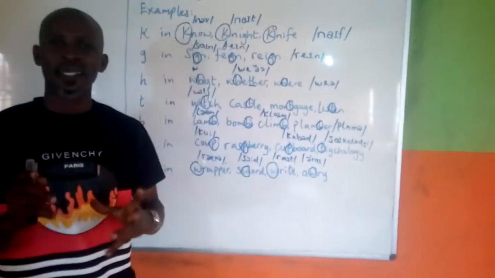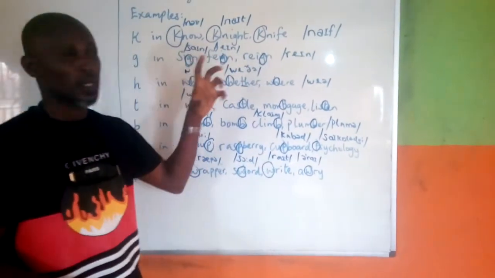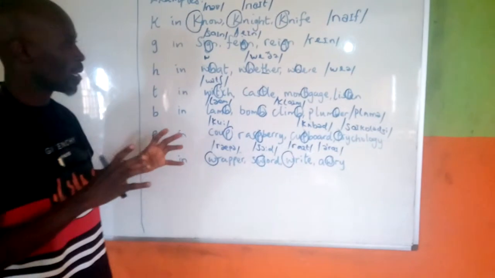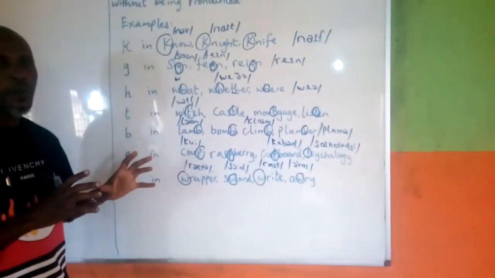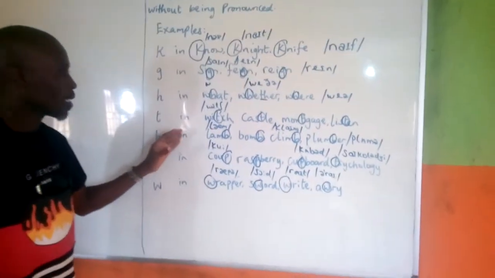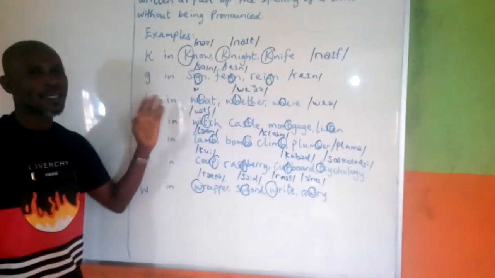Now we have quite a number of silent consonant letters. These are some of the letters or some of the sounds that we can take for now. Sometime later we shall be looking at some more examples of silent consonants.